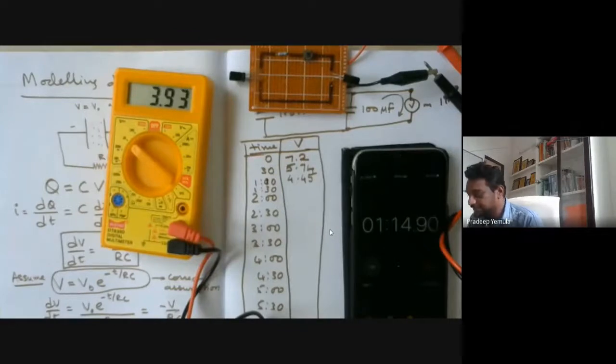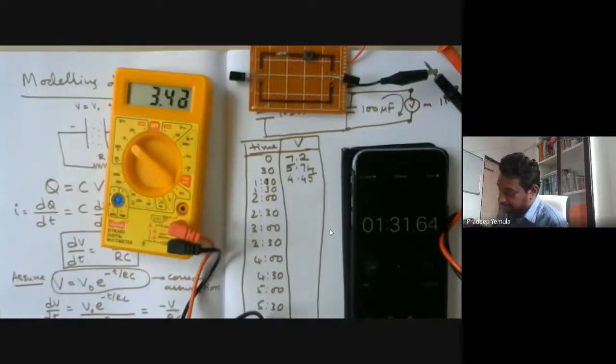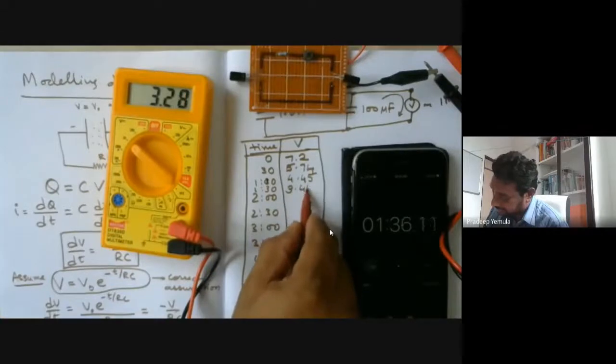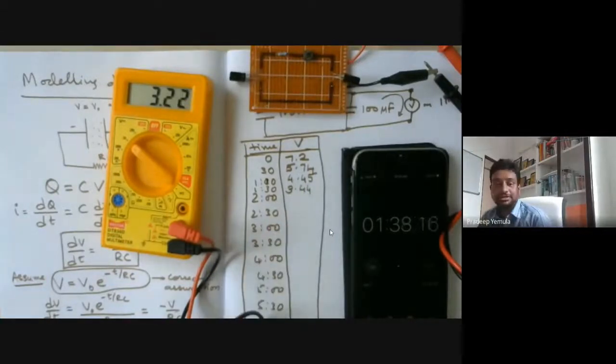So again, this is very easy. This is not at all difficult, very easy. Simply you can do this. The materials are very cheap and it can be done easily. So 1.5 minutes, 3.44. Okay, so I'm just writing down the readings.